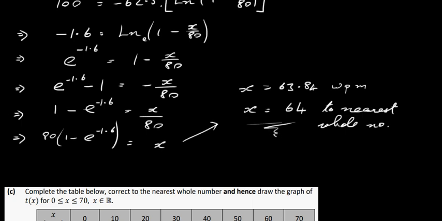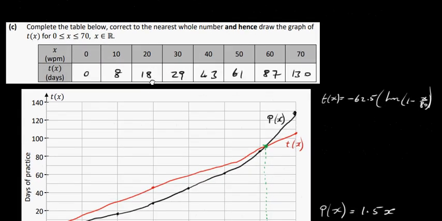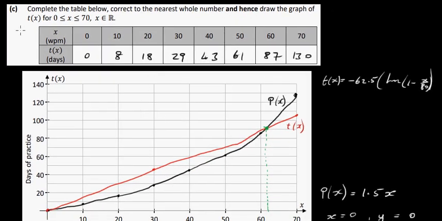Okay, so let's have a look at part C then. Now I've done part C out already here, and I've drawn the graph here. I've done a couple of sections already, but let's just talk through it anyway. Part C here says complete the table below correct to the nearest whole number, and hence draw a graph of t of x between 0 and 70 inclusive. So really what you're doing here is you were given all these x's here, which you put into your function. This is our function here. So you put all these x's in here, into the x here, and you find your t of x here. And this is what you get to the nearest whole number in each case.